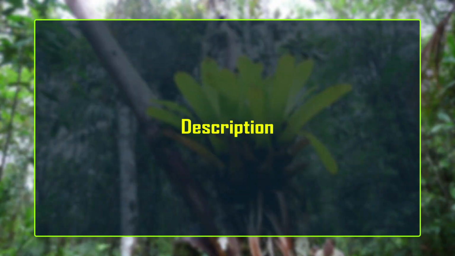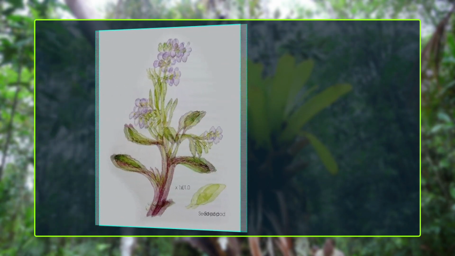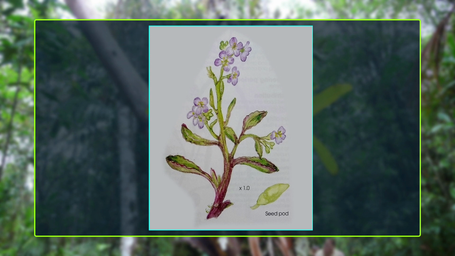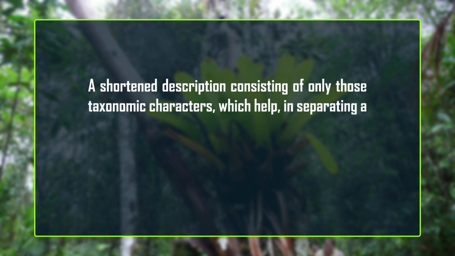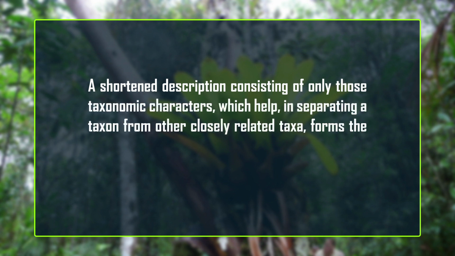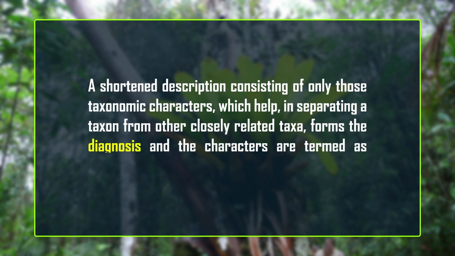If we have to separately discuss them, we can summarize them like this, starting with the description. The description of a taxon involves listing its features by recording the appropriate character states. A shortened, brief description consists of only those taxonomic characters which help in separating a taxon from other closely related taxa, and it forms the diagnosis. And the characters are termed as diagnostic characters. These diagnostic characters for a taxon simply determine its circumscription.